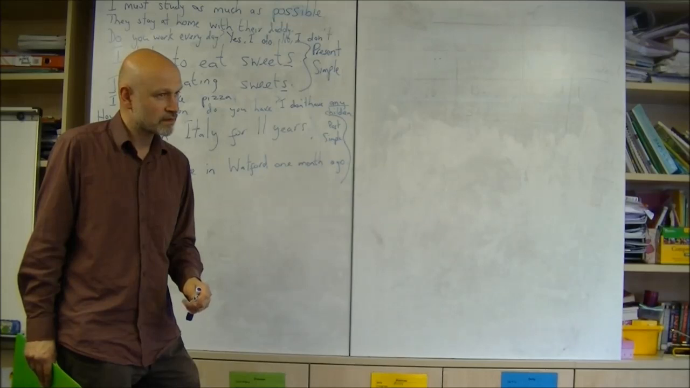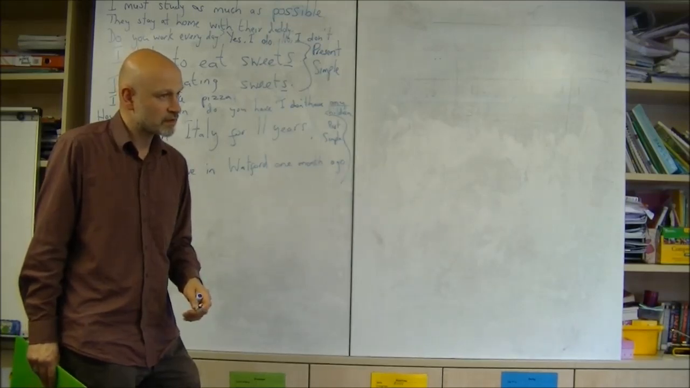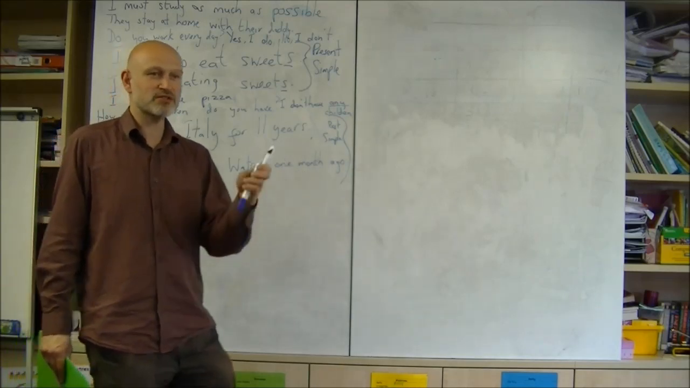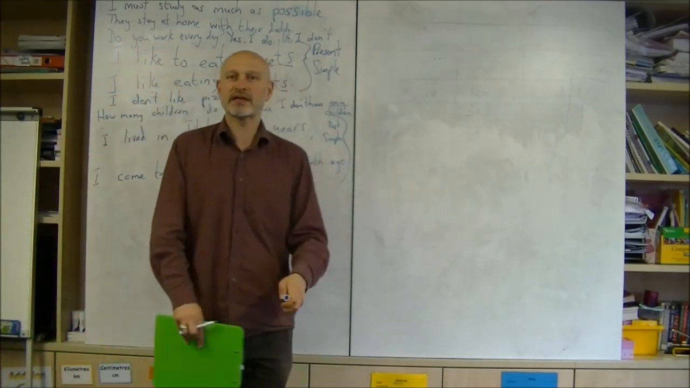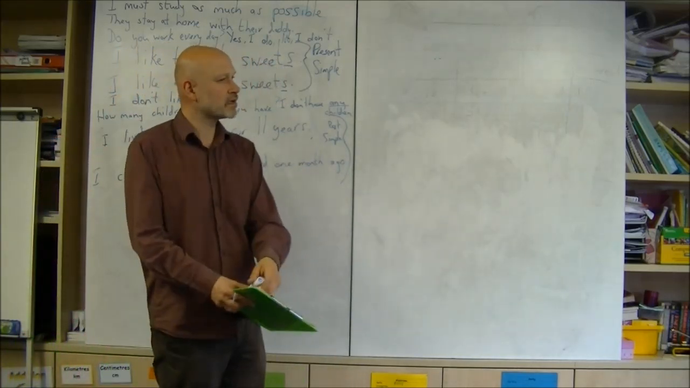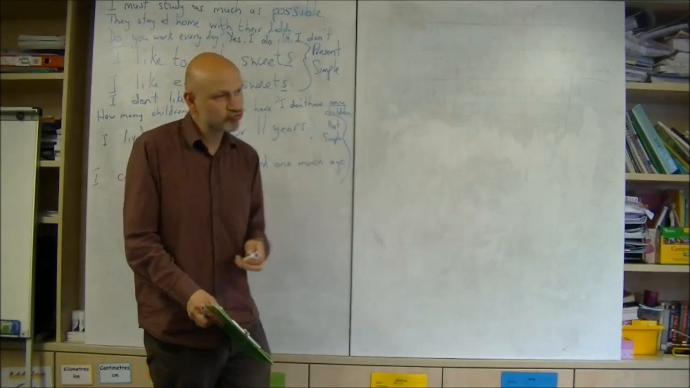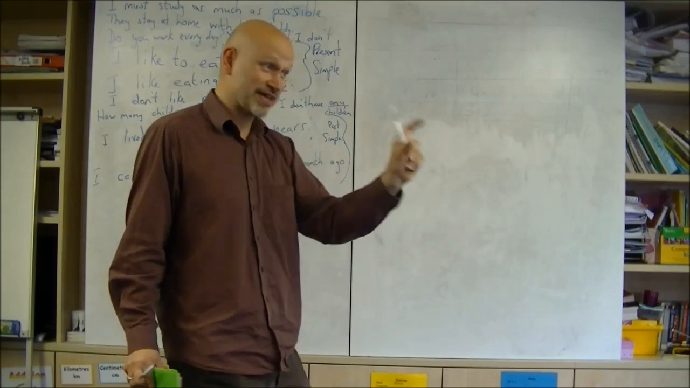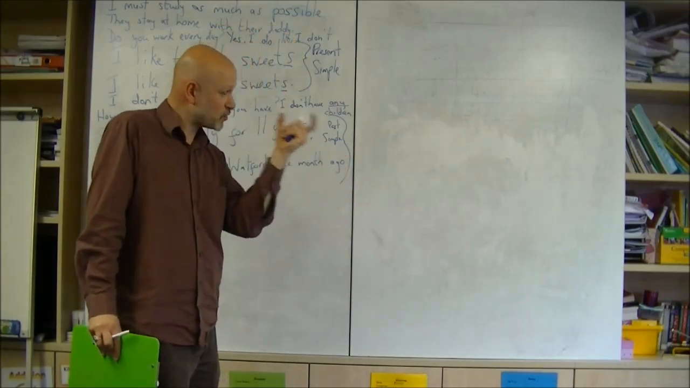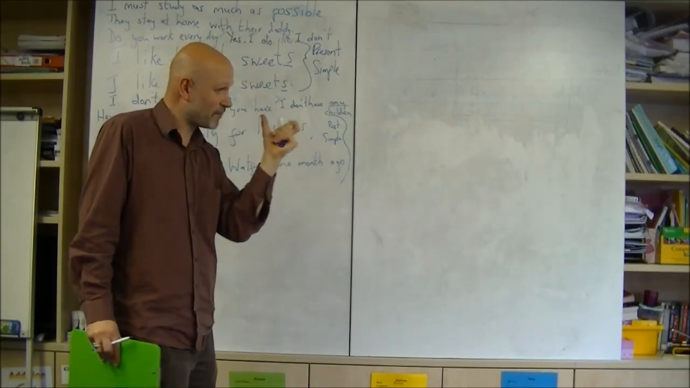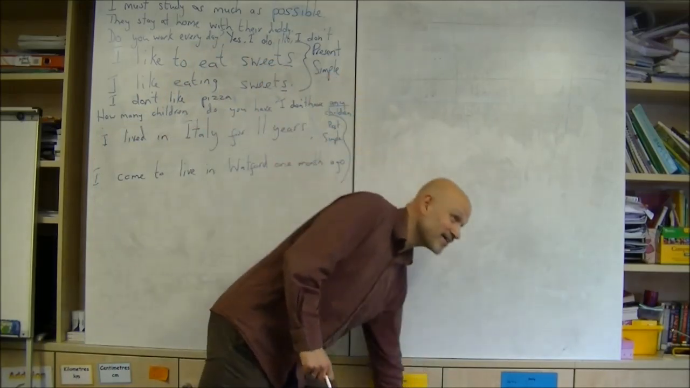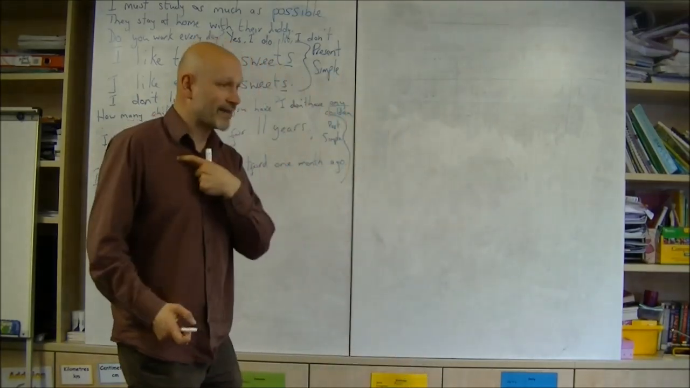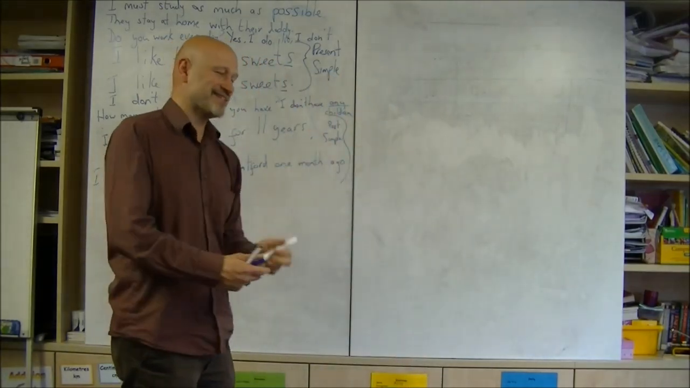Federica, she come from Italy. What's wrong with that sentence? She come from Italy. What's wrong? No, not she is come. We need to do something with the word come. We learned this yesterday. Remember, I come. That's it.